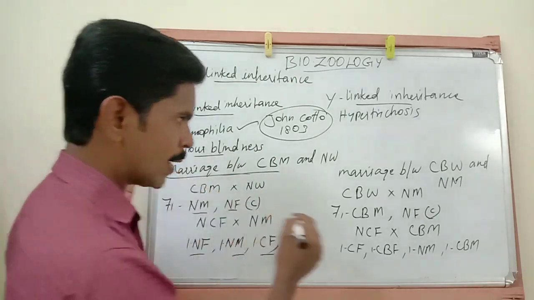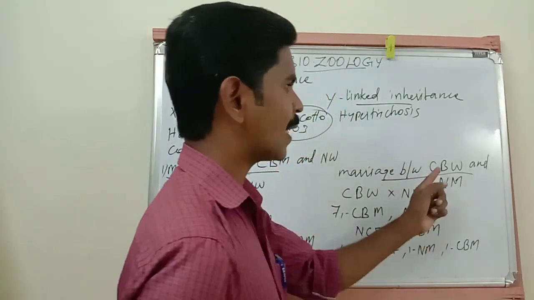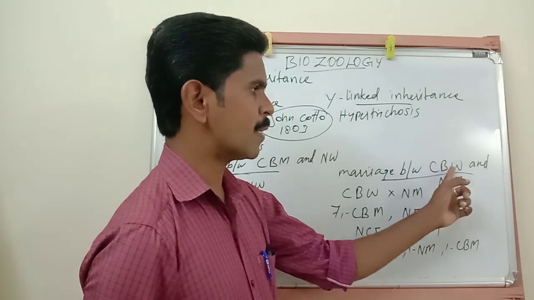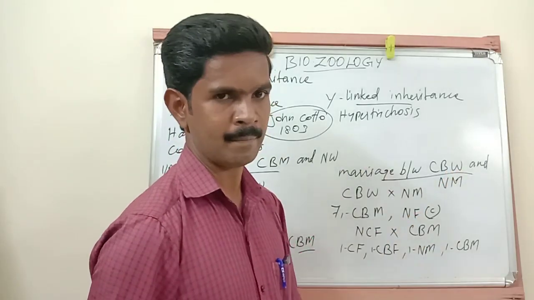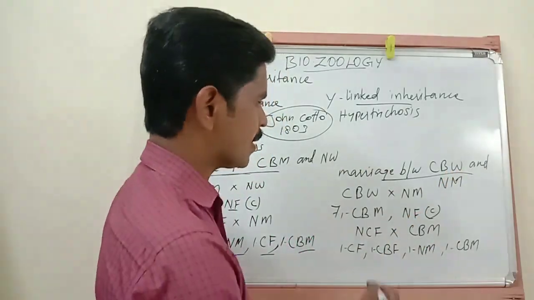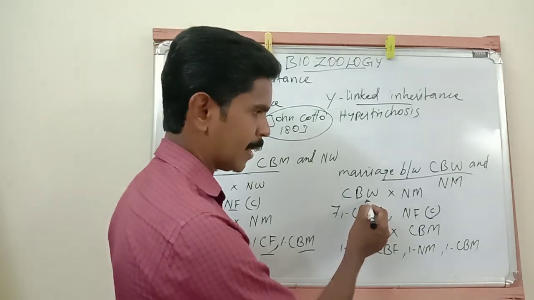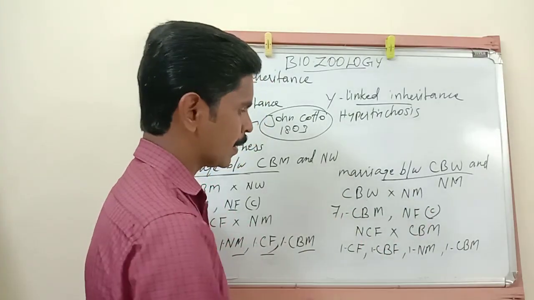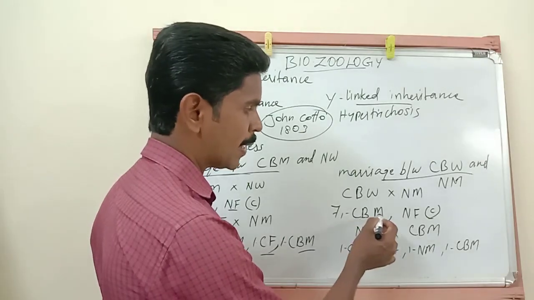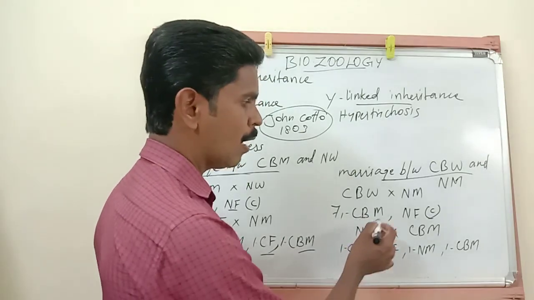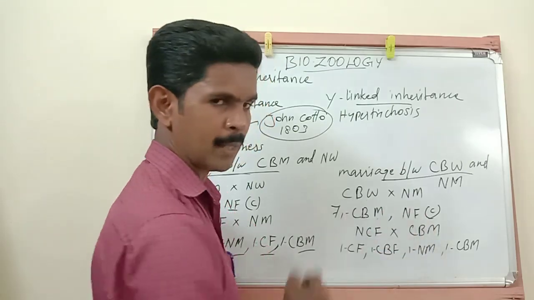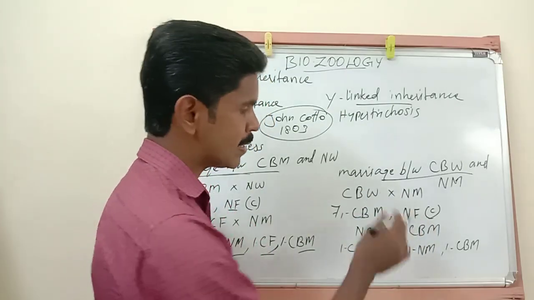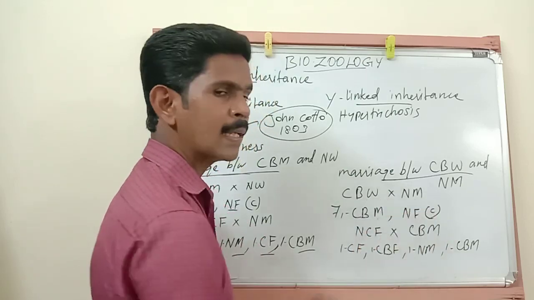And the second type of marriage is the marriage between a color blind woman and a normal man. Okay, listen very carefully. When a color blind woman marries a normal man, in the first generation, they will produce a color blind male or a normal female baby. If it is a normal female, it may be a carrier.